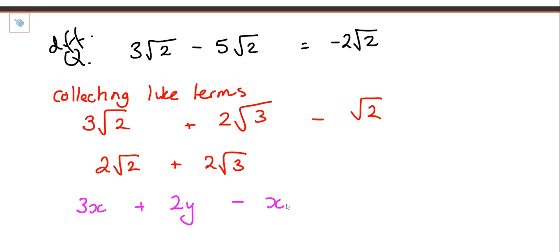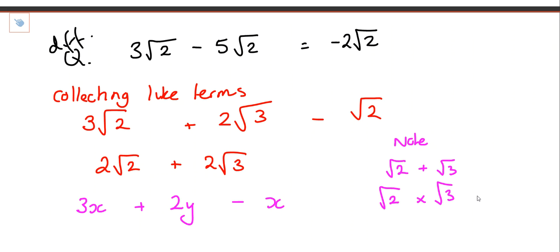So yes, the roots don't just disappear, it is collecting like terms. That's right. We collect the root 2s. You can't just add root 2 to root 3. So we should maybe put a note there. Root 2 plus root 3 is very different to root 2 times root 3.